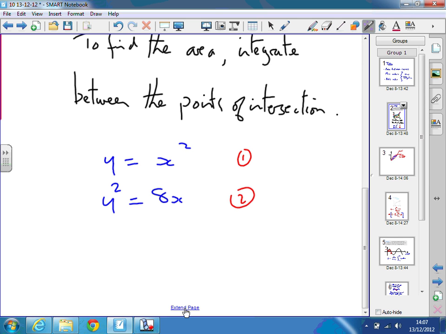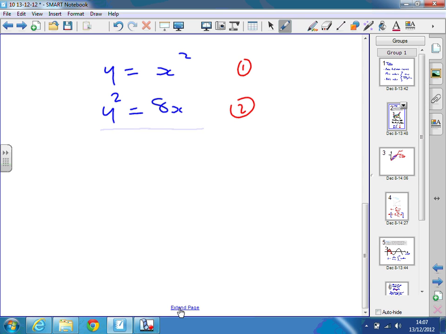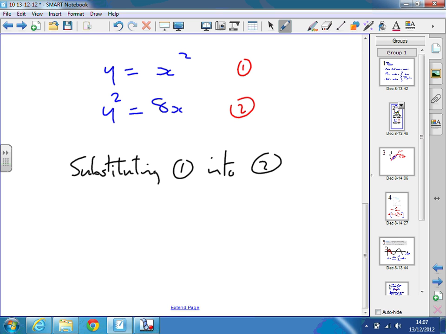Another way to do it would be substitution, because if we look at number 1 here, it's saying y equals x squared. So in the second one, instead of y, we can write x squared. And so, using substitution, we substitute 1 into 2. That means instead of y in equation 2, we're going to write x squared.